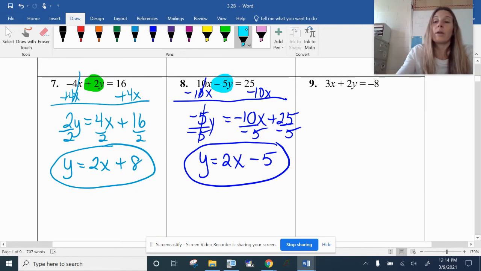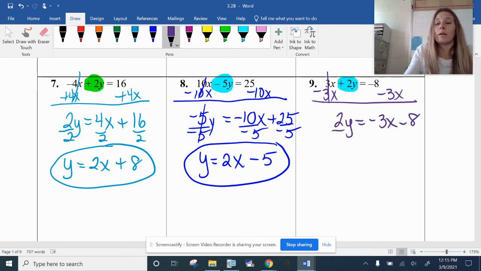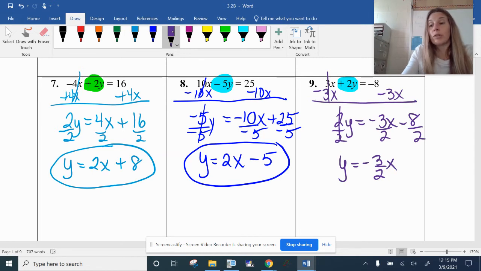Okay, and then number 9, this is a positive 2y that we're going to get by itself. We're going to move that 3x over. So we have 2y equals negative 3x minus 8. Divide everything by 2. y equals negative 3 over 2x. Leave it as an improper fraction. Do not change it to a decimal. Minus 4.